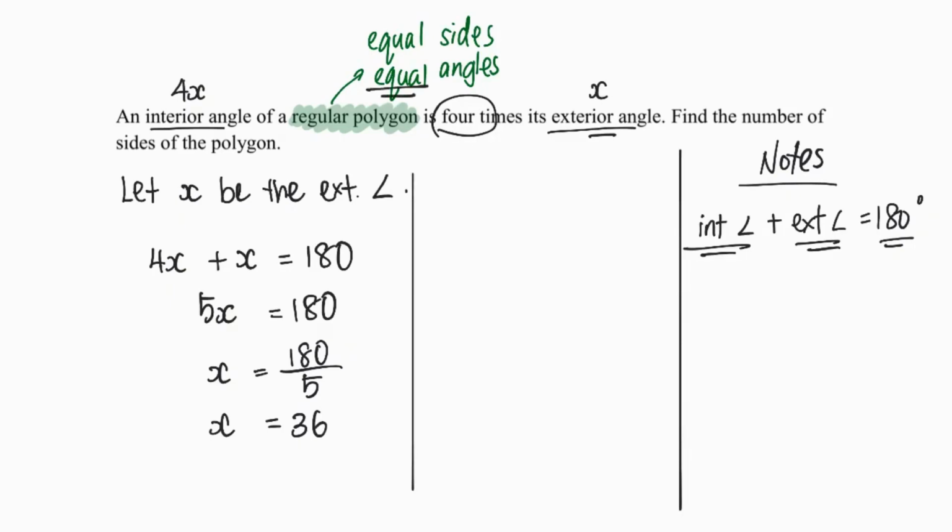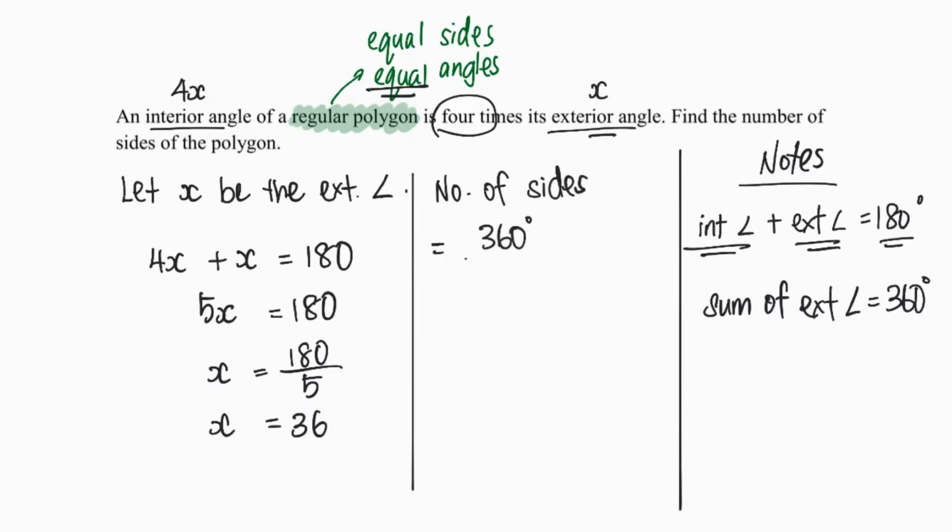And I also know that the sum of exterior angles is 360. So how many angles, meaning how many sides are there? So number of sides is again pretty straightforward. 360 degrees divided by 36 degrees. There are 10 angles, so there are 10 sides.